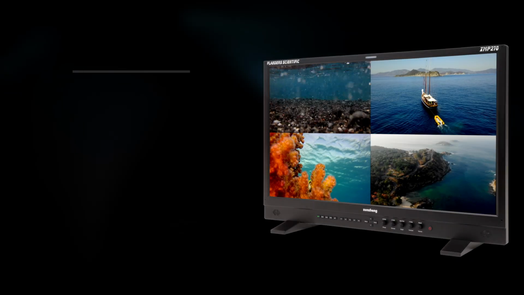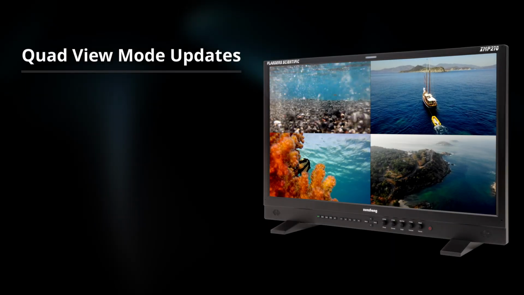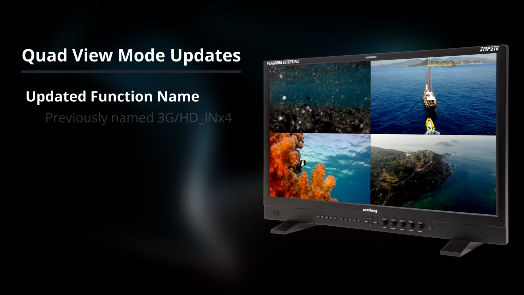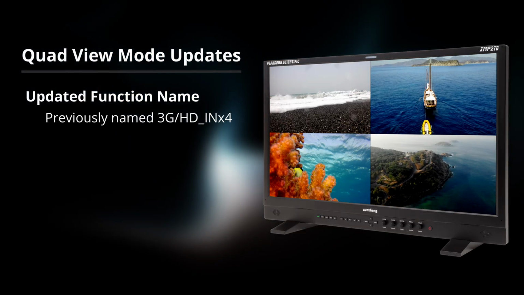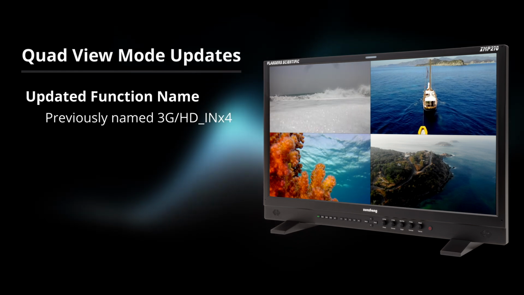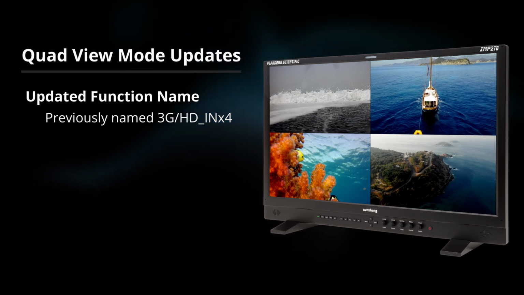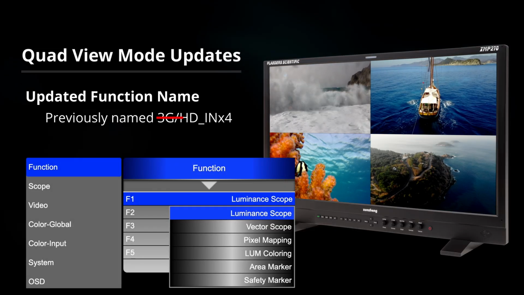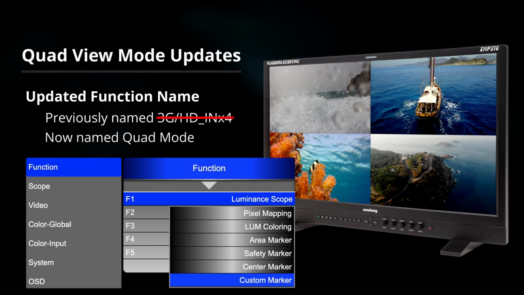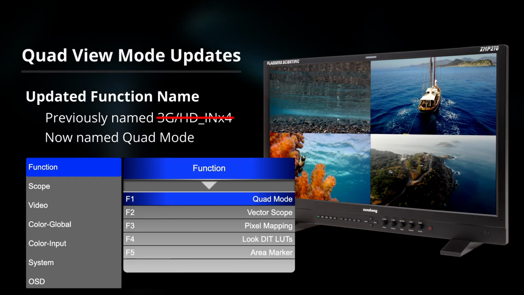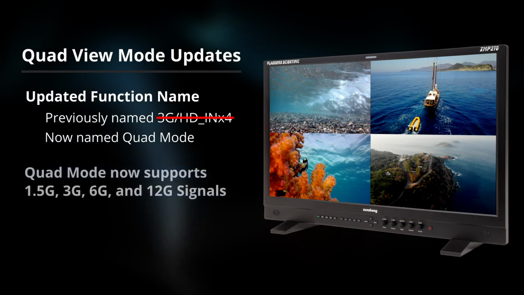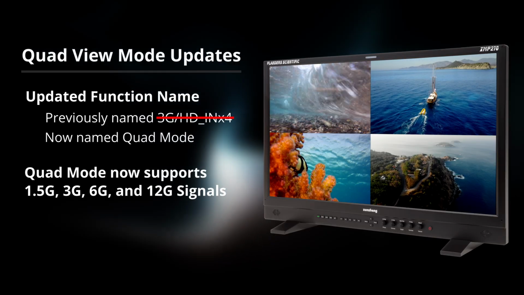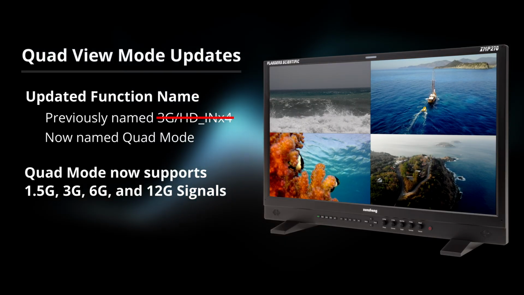First up, we've made extensive updates to Quad View mode, starting with an update to the name for this function in the function menu. Previously, this was called 3G HDN x 4, and this was because Quad View mode only supported 4 x 3G or 1.5G signals. We've now renamed this to simply Quad View mode in this function menu, both to make it easier to find and understand, and because we're happy to share that Quad View mode now supports not just 3G and 1.5G signals, but 12G and 6G signals as well.